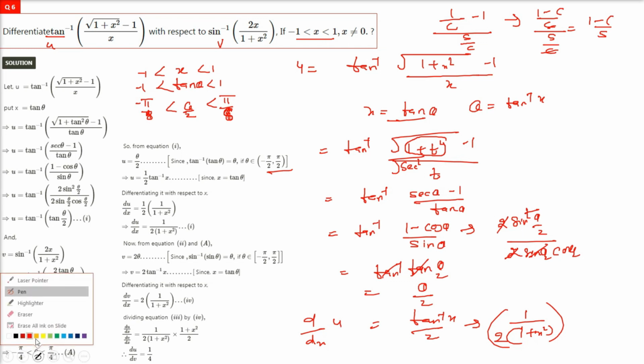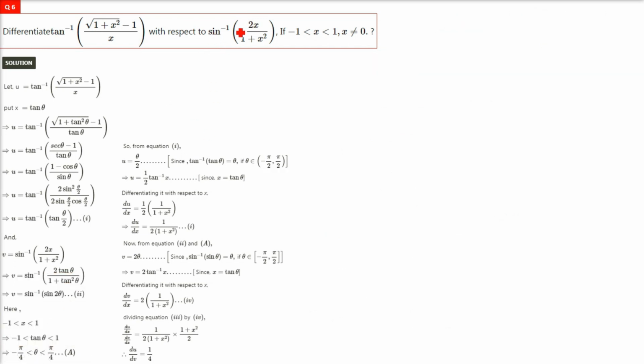Okay, let us come down to this sin inverse of 2x by 1 plus x square. So v is equal to sin inverse of 2x divided by 1 plus x square.